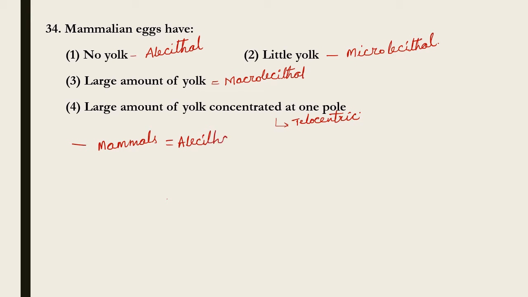That means negligible, or maybe yolk is absent. So the correct answer is no yolk is the correct answer for this option. And large amount of yolk, that is macrolethal eggs, we can observe in reptiles and birds, whereas mammals have no yolk in their eggs, such condition is called alethal. So no yolk in mammalian egg. So option 1 is correct.